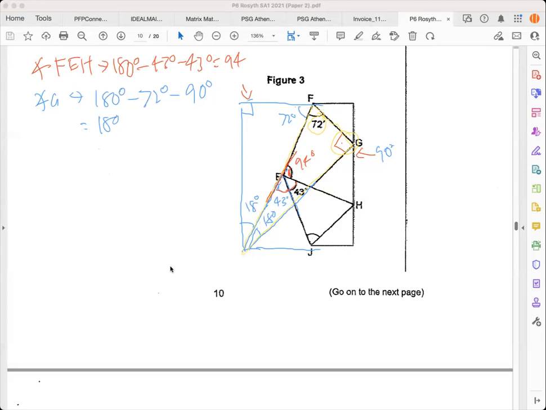Now I can find this angle. This is a right angle because it's a piece of rectangle paper. So the corner is a right angle. So 90 degrees minus 18 minus 18, you get 54. So this is 54.